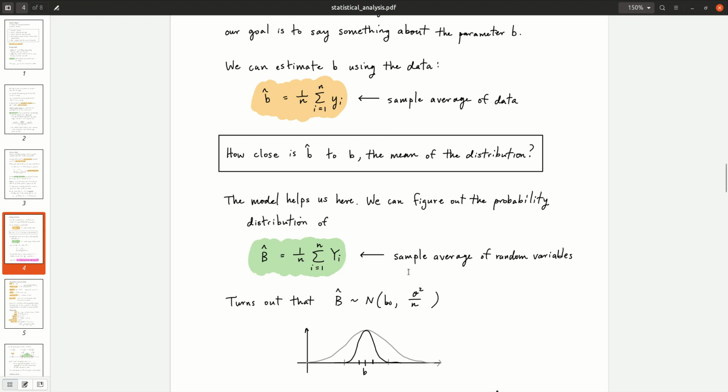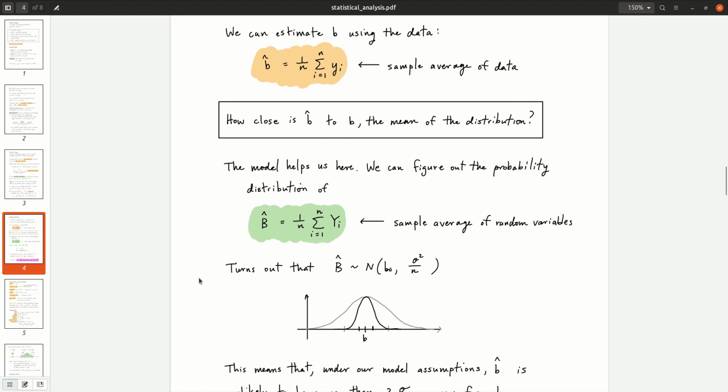Now I don't have it on the page here, but we'll call this thing lowercase b hat an estimate. And this uppercase b hat, just to give it a different name because it really is a different type of mathematical object, is called an estimator, E-S-T-I-M-A-T-O-R. Now, since this is a random variable, a function of random variables, it itself has a probability distribution.